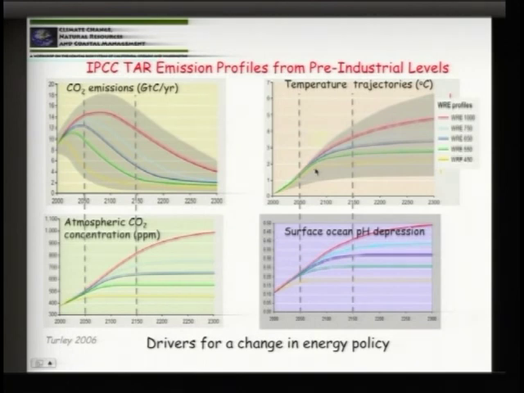If you take the IPCC scenarios for CO2 emissions out through the rest of this century, and I've shown here a number of different emission scenarios, you can see that if we want to sustain CO2 at about 450 parts per million in the atmosphere, we need to begin to reduce CO2 emissions right away, very dramatically. If we want to sustain CO2 at 550 parts per million, we need to begin within the next few years to reduce CO2 emissions.